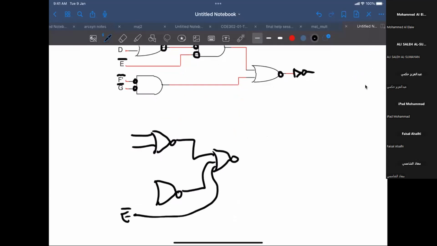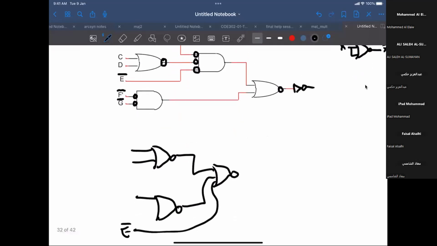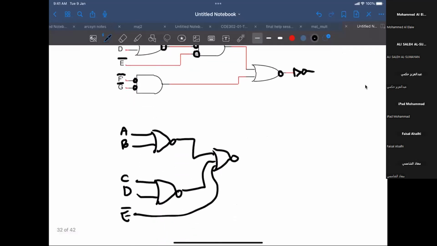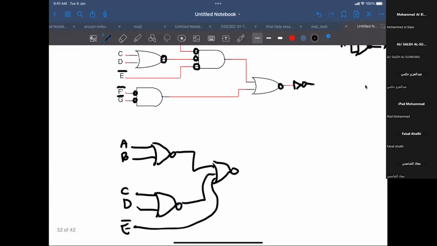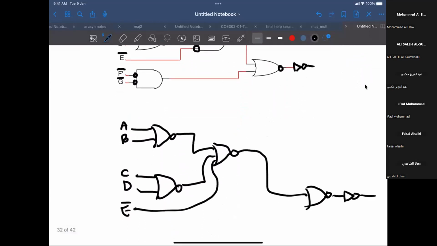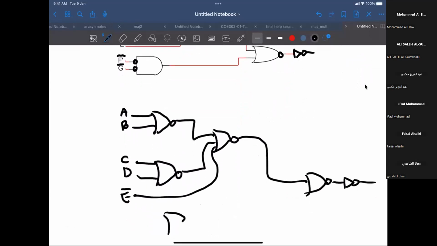E complement, and this is C and D, and this is A and D. And then we have here a final NOR and an inverter. Okay, and finally we have the final NOR gate. And this is F, and this is the complement. Okay?